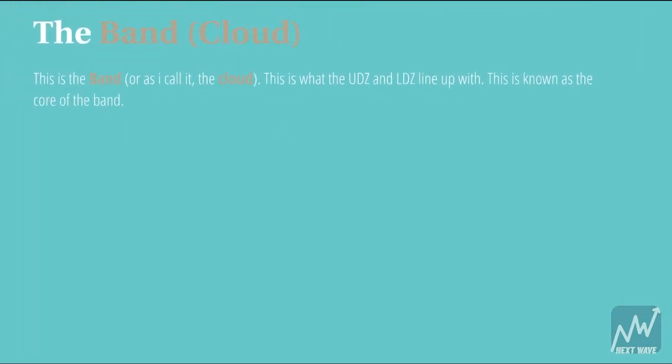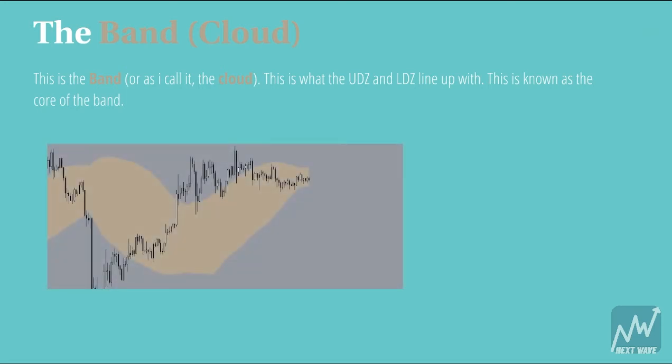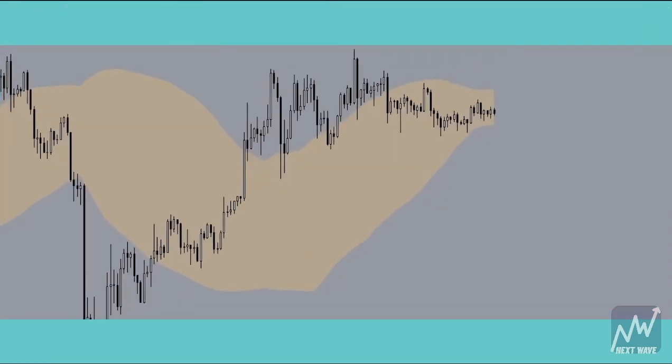The band, or as I like to call it, the cloud. This is what the upper danger zone and lower danger zone line up with. This is known as the core of the band. That's what it just looks like. It just looks like the core of the band.